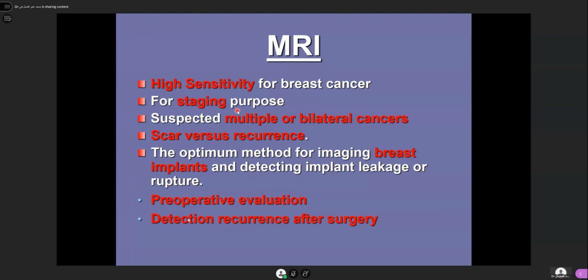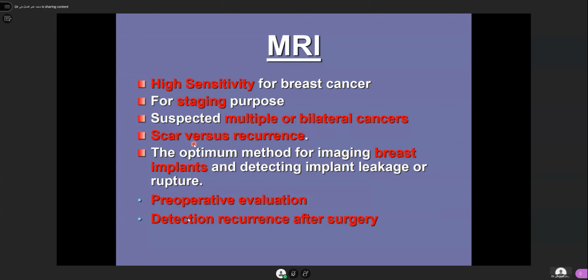So for tumor size, to see the actual tumor size, MRI will give you a better image as compared to mammogram or ultrasound. Suspected multiple or bilateral cancers are some of the indications, and MRI is the best modality to differentiate between a scar tissue and a recurrence, because on X-ray, scar tissue is fibrous tissue.